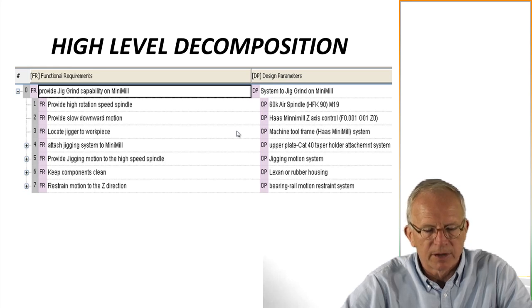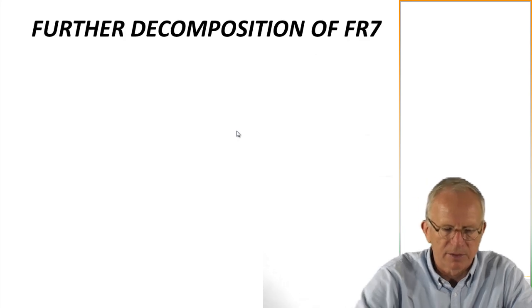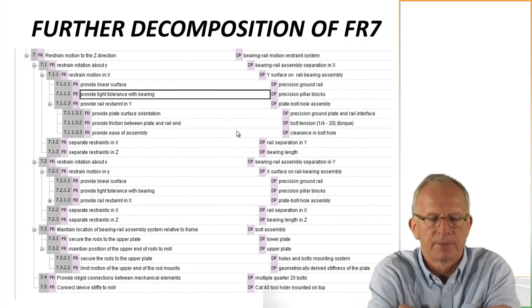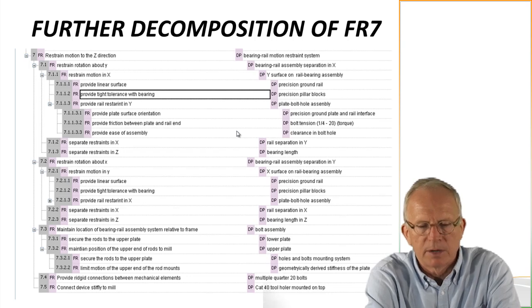So we have 7 FRs and DP pairs, and some of these things at first at the high level seem to be a little bit simple, for example, FR5, provide jigging motion to the high-speed spindle. DP is a jigging motion system. FR7 is to restrain the motion to the Z direction, right? Let's take a look at how this decomposes, FR7. And then we can look at the integrated solution.